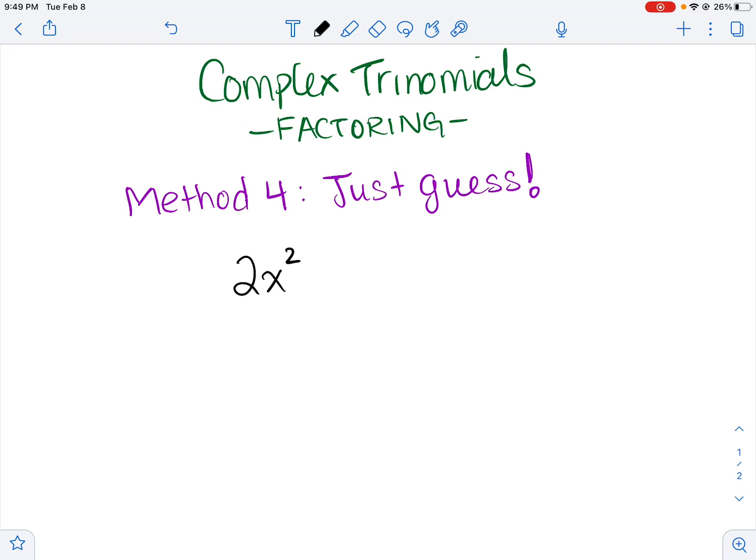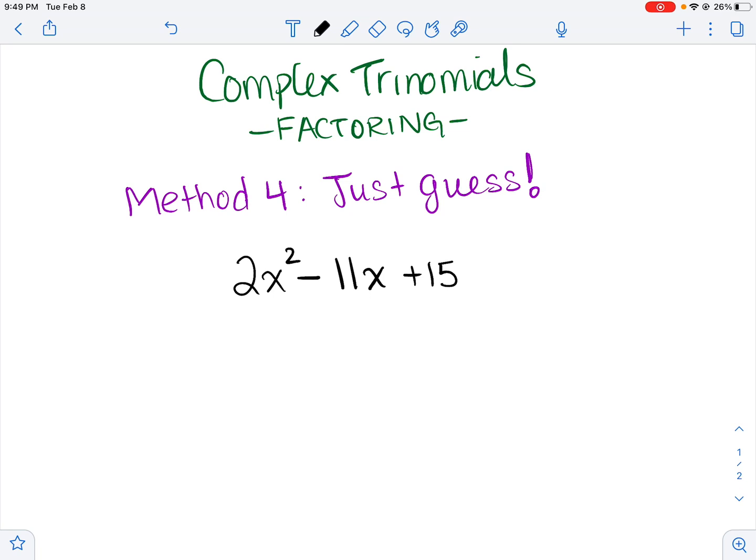I should have made up the question first. Plus, let's go with, I don't know, what's a good number? 15. Let's just make it a hard one. 2x squared, we'll go minus 11x. Okay, so here's my complex trinomial, and I want to factor it.